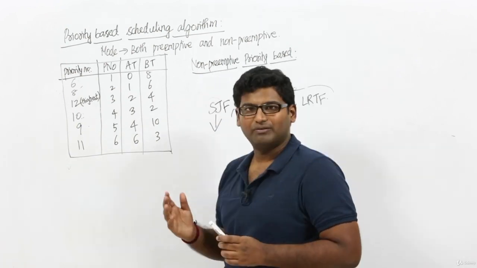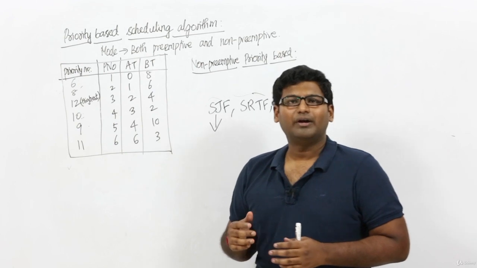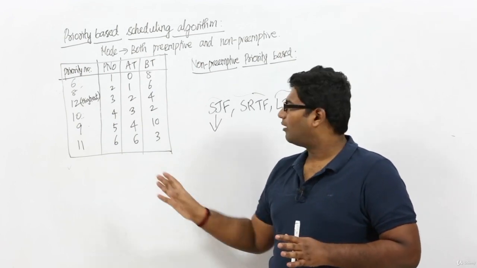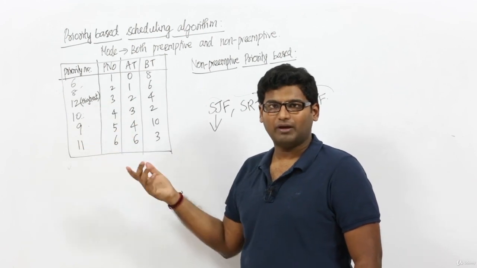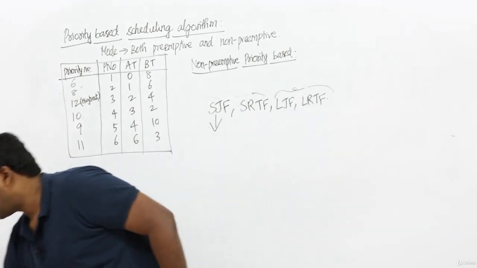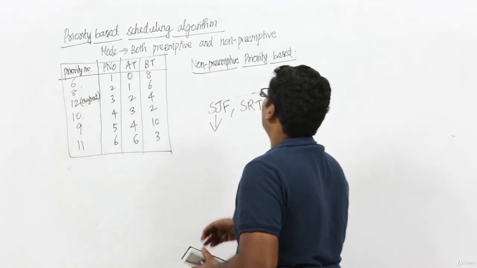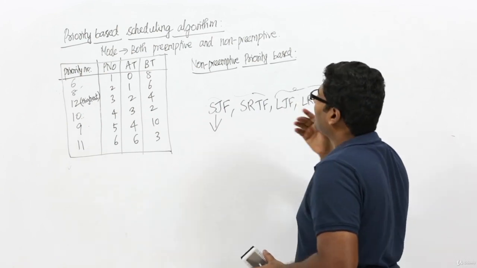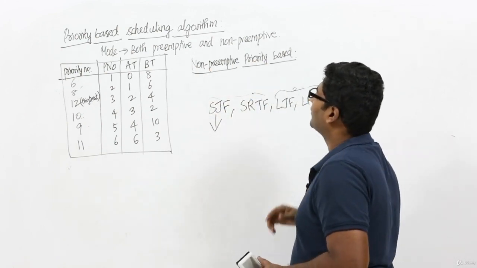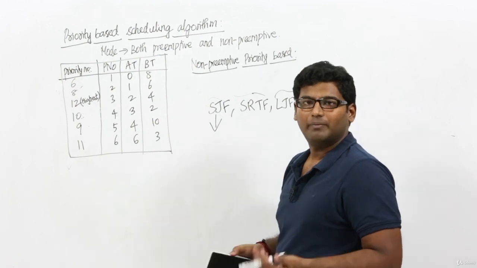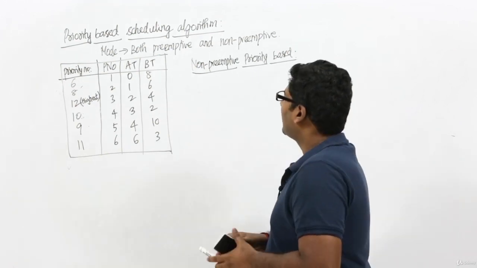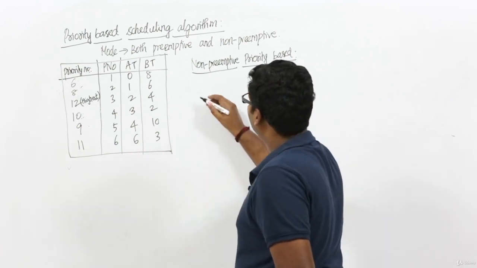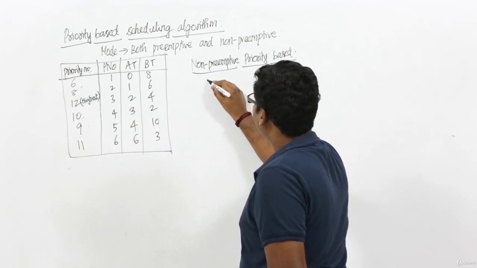We have solved a lot of problems related to SJF, SRTF and all this. It is almost similar to that. Instead of burst time, we'll be seeing the priority number. Anyway, let's solve this. There are two versions of priority based scheduling algorithms. We have both preemptive as well as non-preemptive. Let's first solve non-preemptive and then we'll solve preemptive. Now we will draw the Gantt chart.